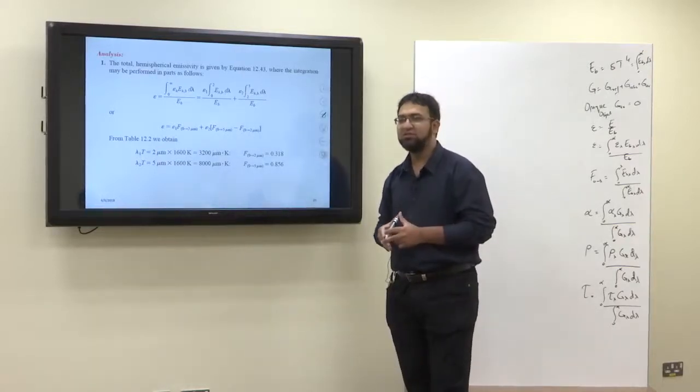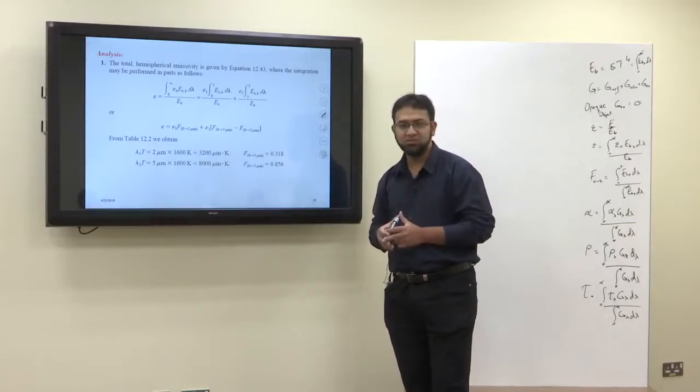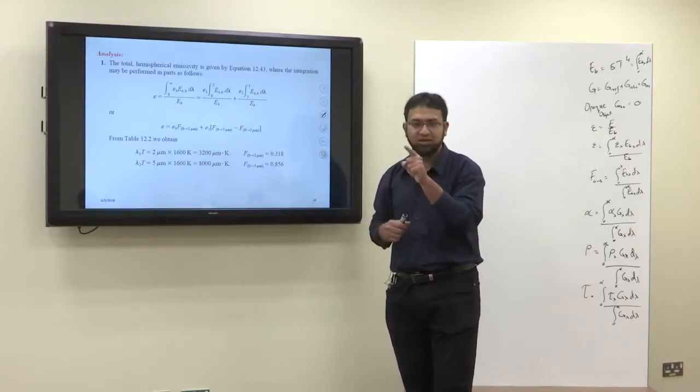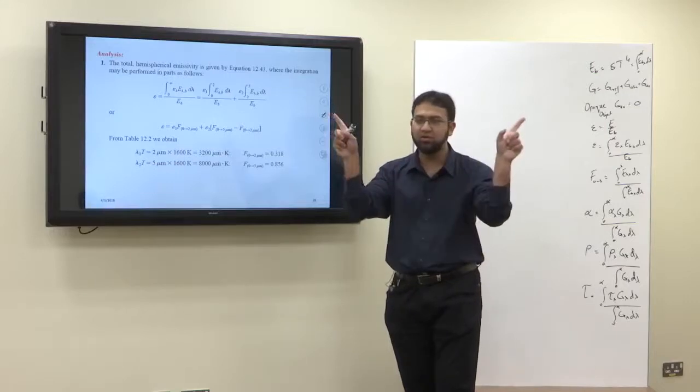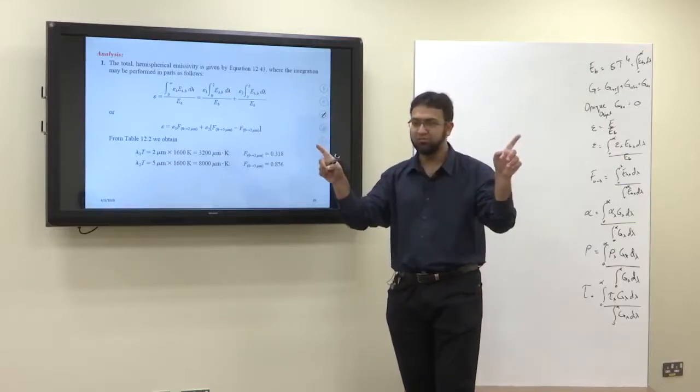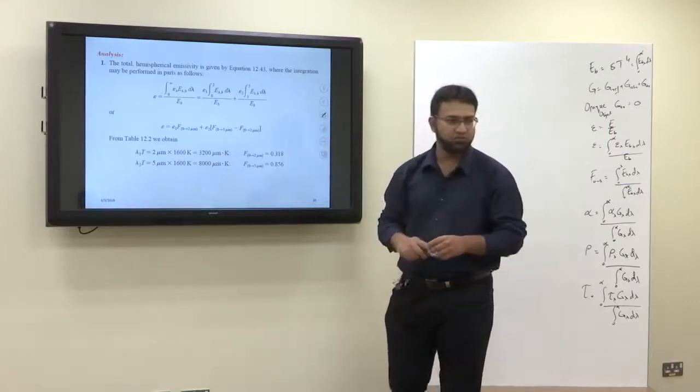And the third is that it is a diffuse emitter. Diffuse emitter means when it emits, it does not emit in a single direction. It emits in all directions in the same quantity. So that's the definition of a black body.